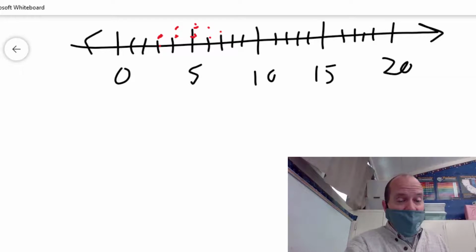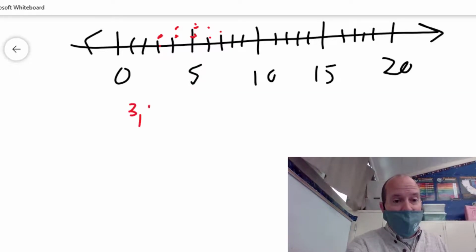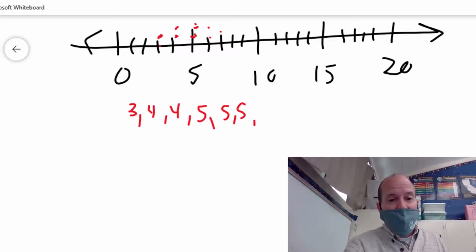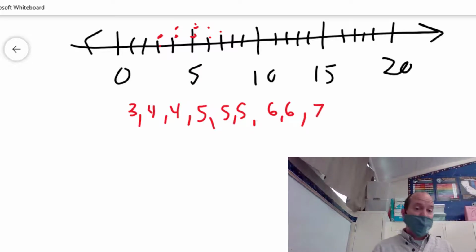So what are my numbers? I have the number 3. I have 2 4s, 4 and 4. And then I have 3 5s, 5, 5, and 5. And then 2 6s and a 7. This is symmetric.